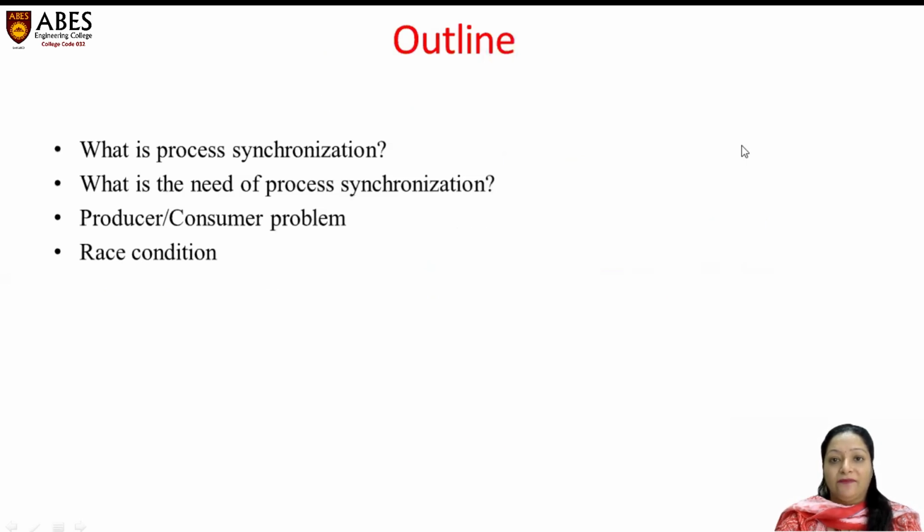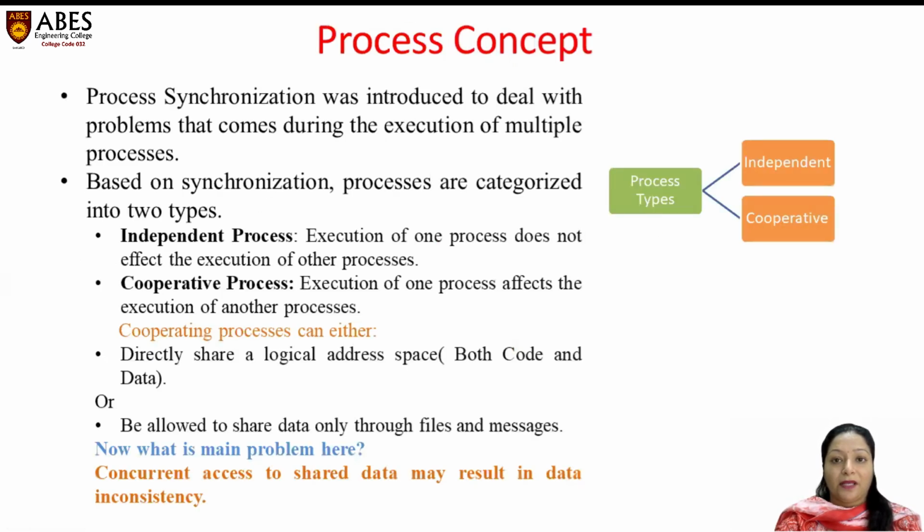So the outline for today's lecture is: what is process synchronization? First of all, we will understand the concept of process synchronization. Then, what is the need of process synchronization? Then we will understand a very classical problem of synchronization, that is the producer-consumer problem. And then lastly, we will discuss a very important concept, that is race condition.